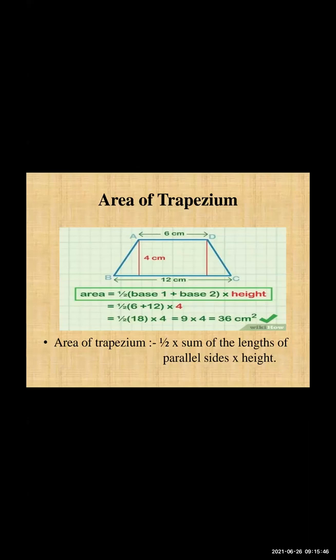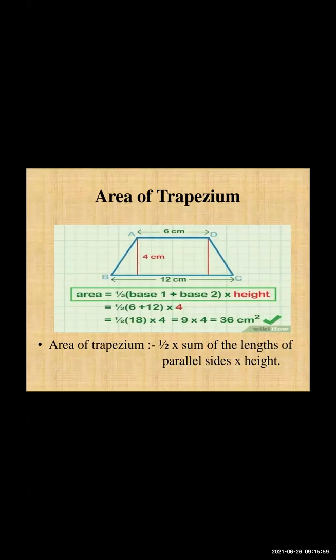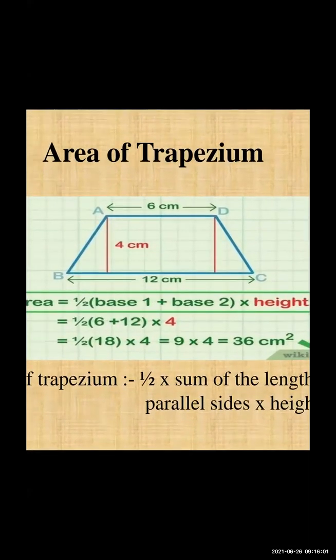So it is like this. Area is equal to half into sum of lengths of parallel sides. What are the parallel sides? Now, if you see this trapezium, A, B, C, D. Okay, so AD is parallel to BC. Here we can see clearly.